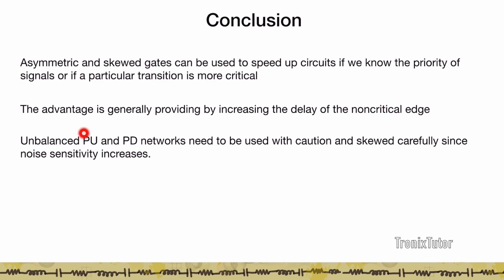Always keep in mind that unbalanced pull-up and pull-down networks need to be used with caution and need to be skewed carefully, else the sensitivity to noise will increase. So these gates have to be used very carefully, and check the right skew so that you don't increase the overall impact of noise in such circuits.